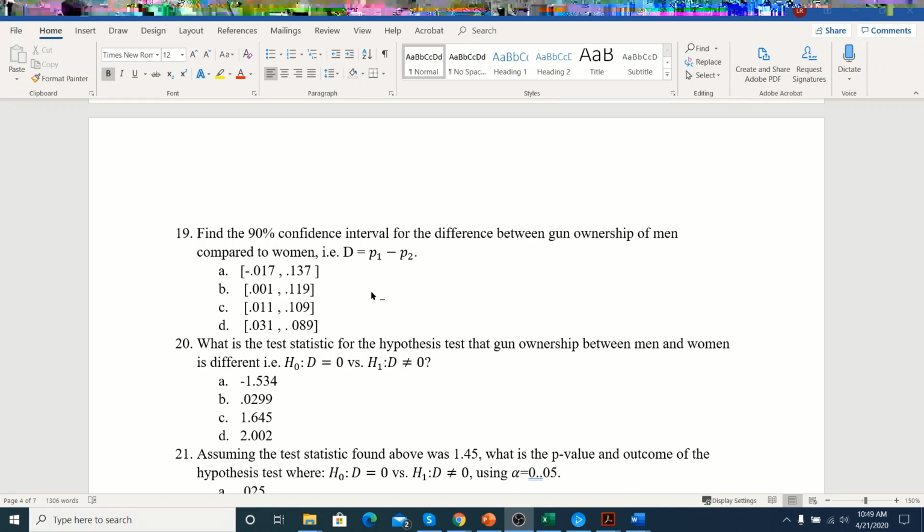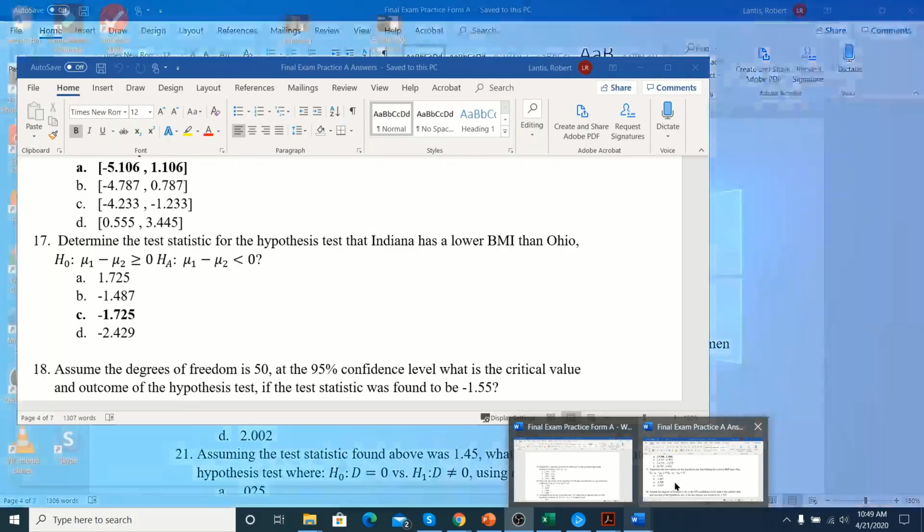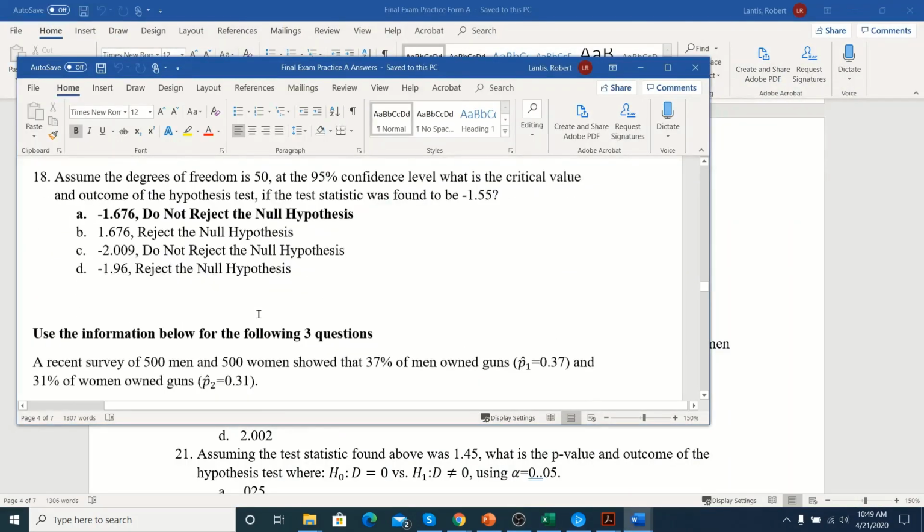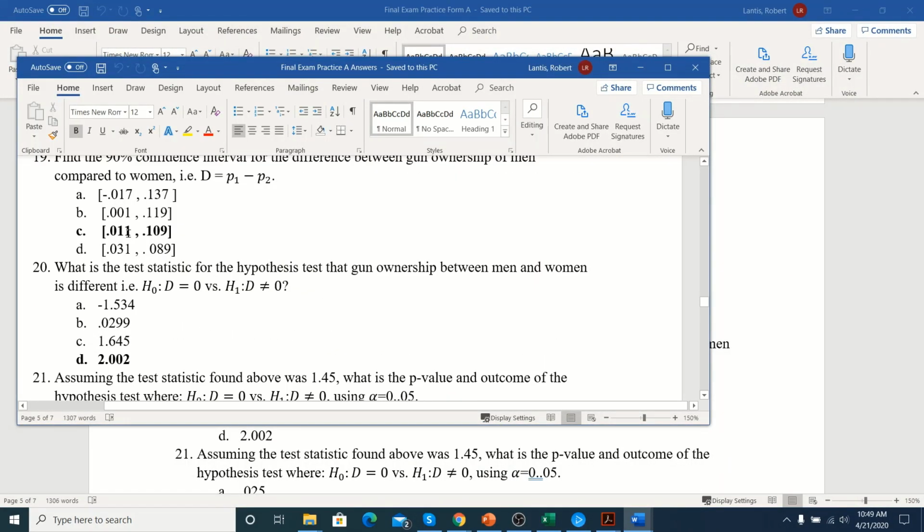Oh well. So it's just a matter of having to go through the computation, plugging all those things in. Once you have the z-value, it's really the only tricky part of it. So we should end up getting 0.011 to 0.109.